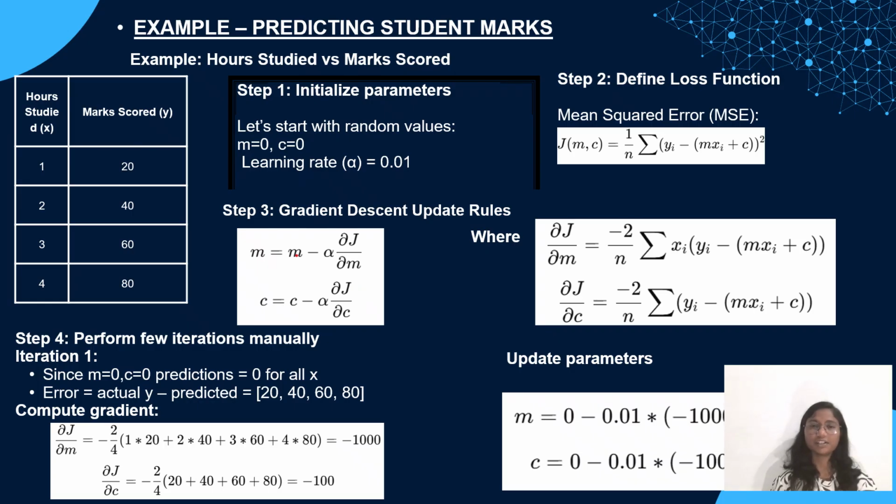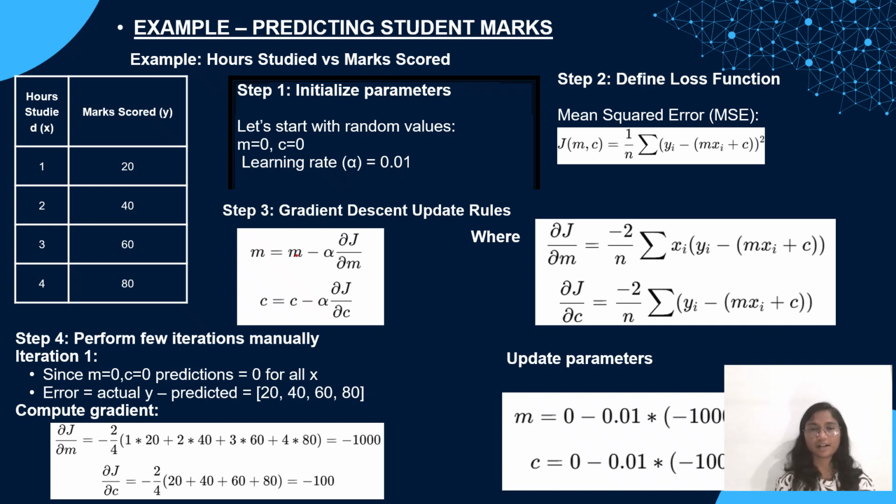Next, here we solve one example. The example is predicting student marks: study hours versus mark score. Here we see the table. In this table, we have the marks scored by the student and how many hours the student studied. So there are 1, 2, 3, 4 hours and the marks scored by the respective students are 20, 40, 60 and 80. So first step is initialize parameters.